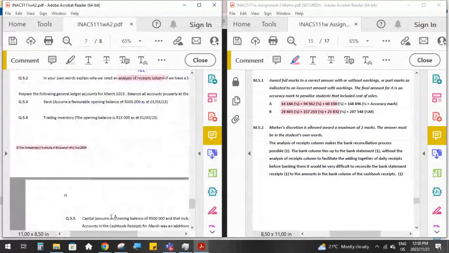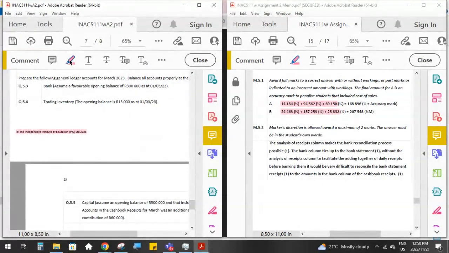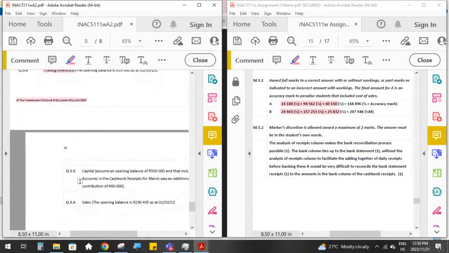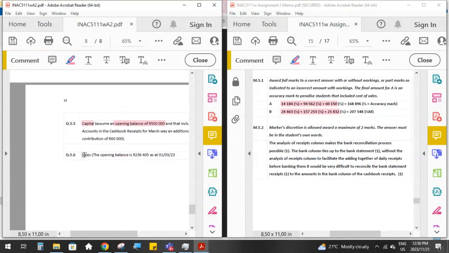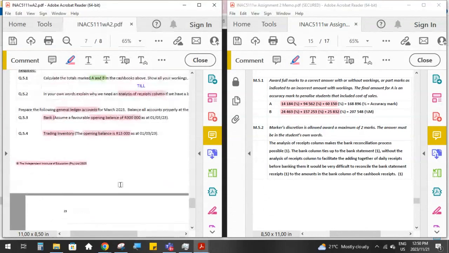And then you had to do general ledger accounts. We had to do bank. We had to do trading inventory. We had to do capital. They gave us an opening balance here, and they gave us an opening balance there. And then the last one we had to do was sales, and we also had an opening balance there. So these four general ledger accounts.